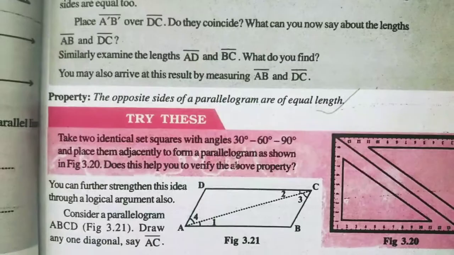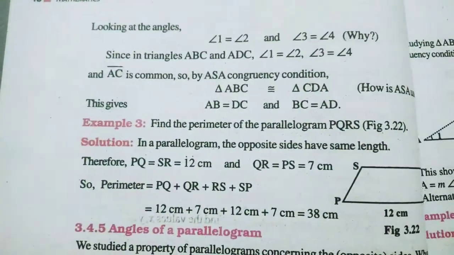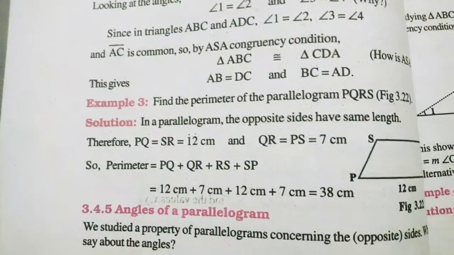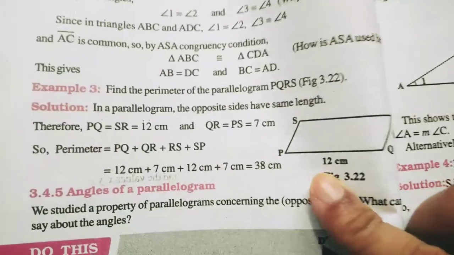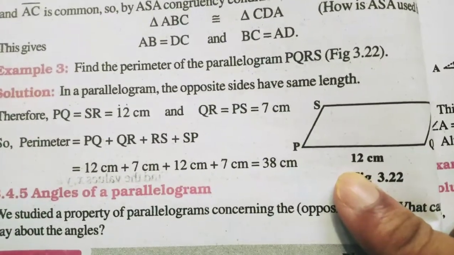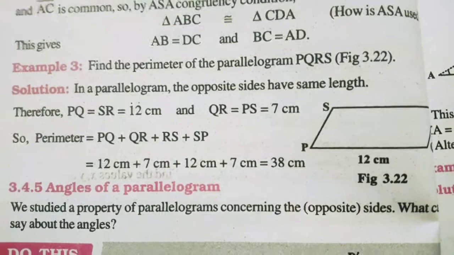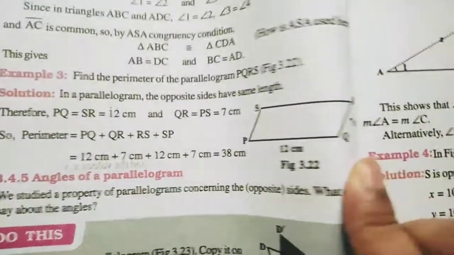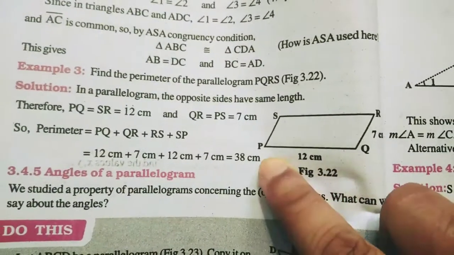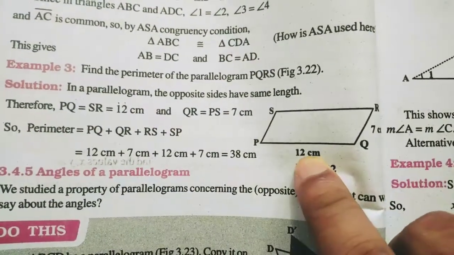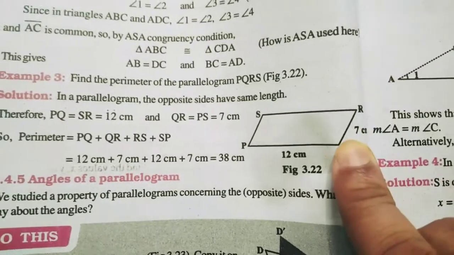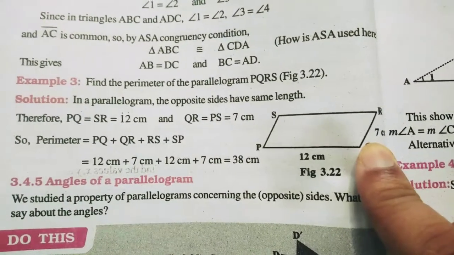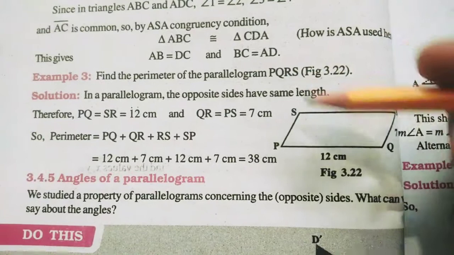Now let's go to the next page. Here you can see all the angles and all the sides are written in this way. Now we'll see example number 3. Find the perimeter of a parallelogram PQRS. Here PQ length is given as 12 centimeter and QR length is given as 7 centimeter. You have to find the perimeter of the parallelogram.